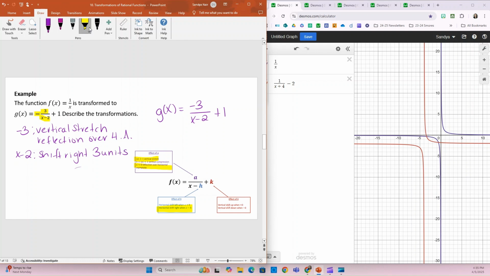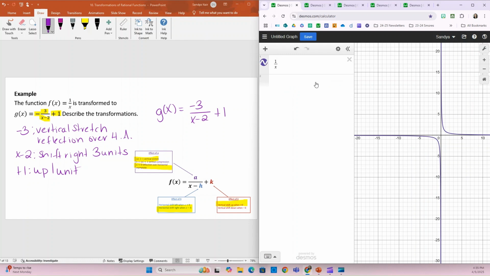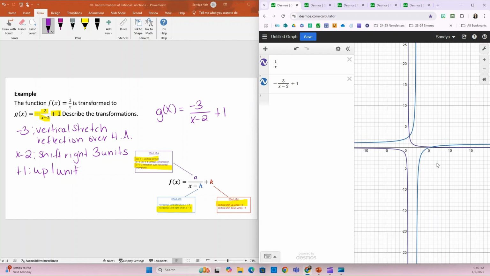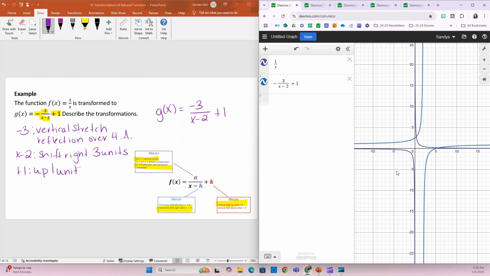And then finally, on the outside of this function, we have this plus 1. The plus 1 is going to represent a shift up because that is a plus k value. So we can say that this graph has gone up 1 unit. Okay, so we can graph this new function along with the parent function in Desmos to see what it looks like. So we have negative 3 over x minus 2, and then we click outside that and do plus 1. So you see how the graph has been reflected. Also, you see that this has been shifted to the right 3 units and also shifted up 1 unit.